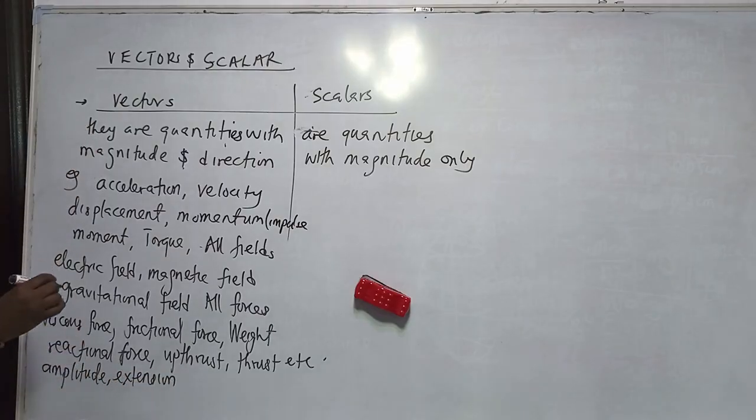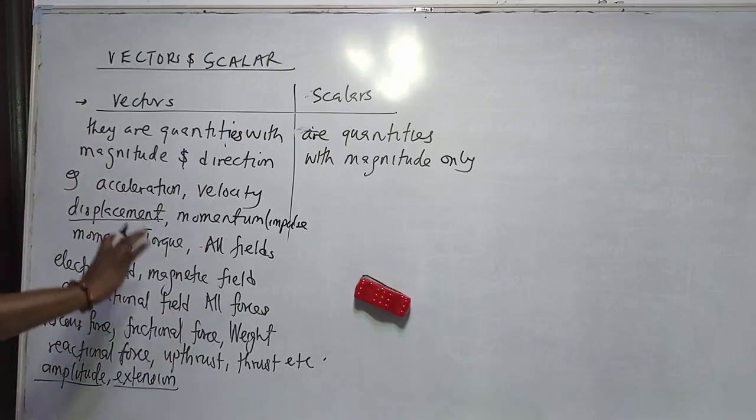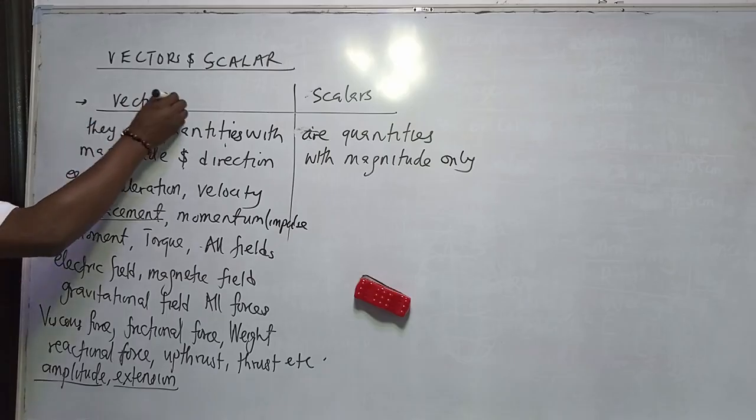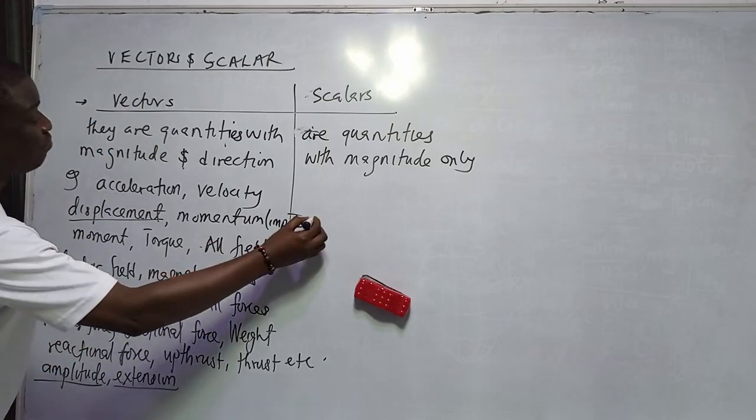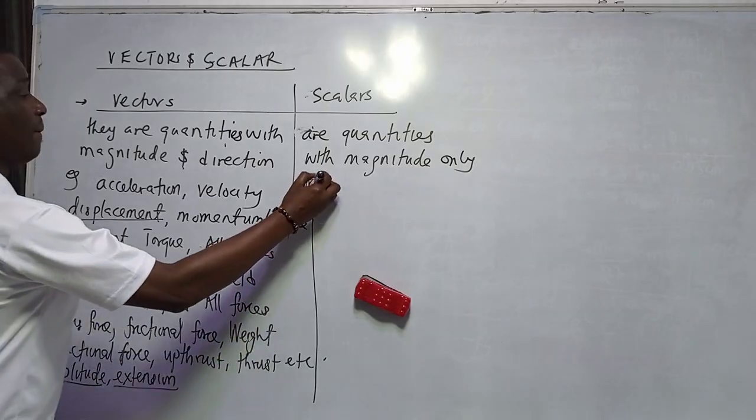There are three things I've mentioned here. Displacement measured in length, amplitude and extension. They are the only length-measuring quantities that are vector, measured in meter. Every other one is scalar. For example, now we have what?